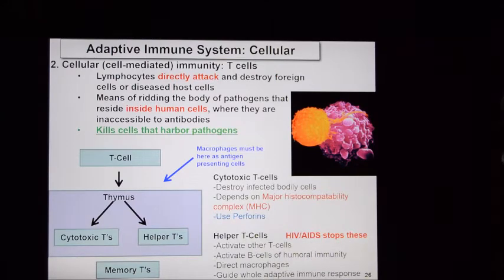Oh, and this makes memory T cells as well, so they are capable of sticking around for a prolonged period of time.